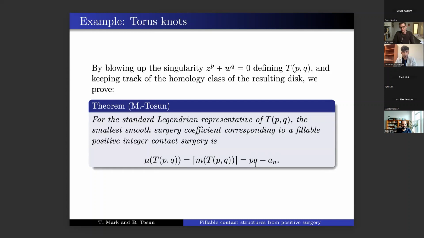And if you're curious, from that expression on the previous slide, that's PQ minus just, instead of A_N through A_1, the A_N is like the floor of that thing. So there it is. Okay, so like I was saying, that's telling you that for torus knots, for example, as soon as you bound negative definite, you get a fillable one at the same time.